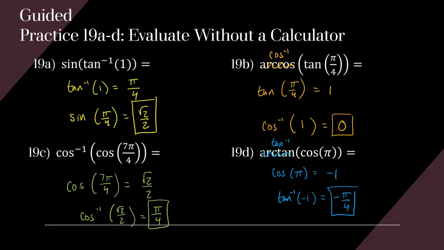All right, so let's see how you did. So for this one, cosine of 7 pi over 4, that, if you start, would be square root of 2 over 2. And then now we want to take the inverse cosine of square root of 2 over 2, and we get pi over 4 radians.